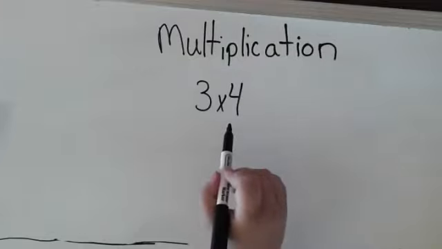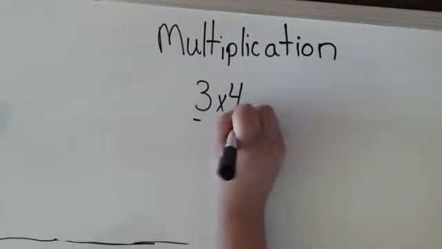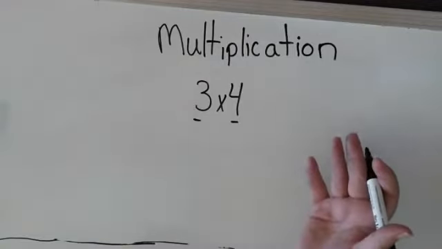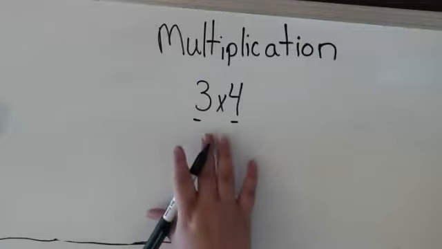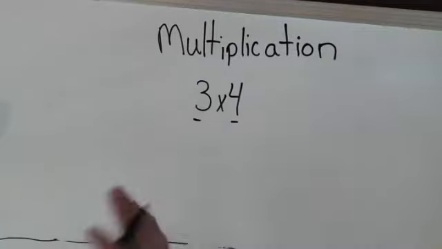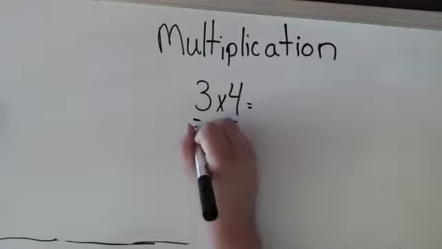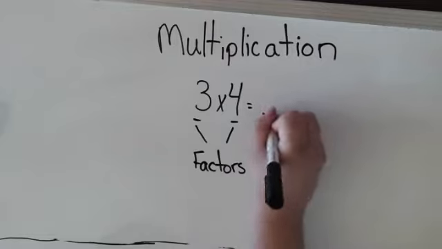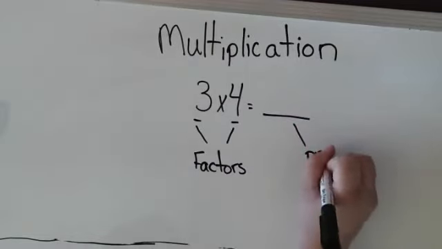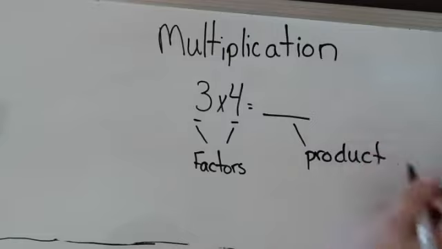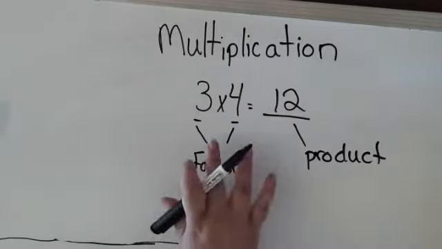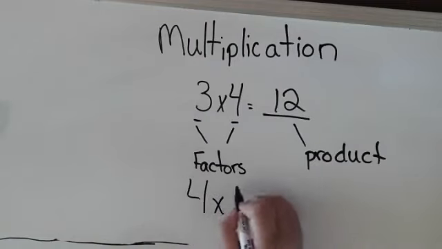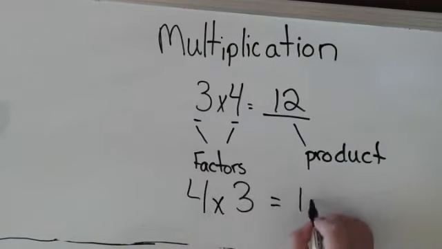When we have 3 groups of 4, what we can do is both of these numbers are called factors. Now, of course, I can have as many factors as I want in a multiplication problem. We're just working with 2 right now. But these factors can be switched around and give me the exact same product. So these are factors, and this would be the product. So these factors could be switched to 4 groups of 3, and they would still give me the product 12.